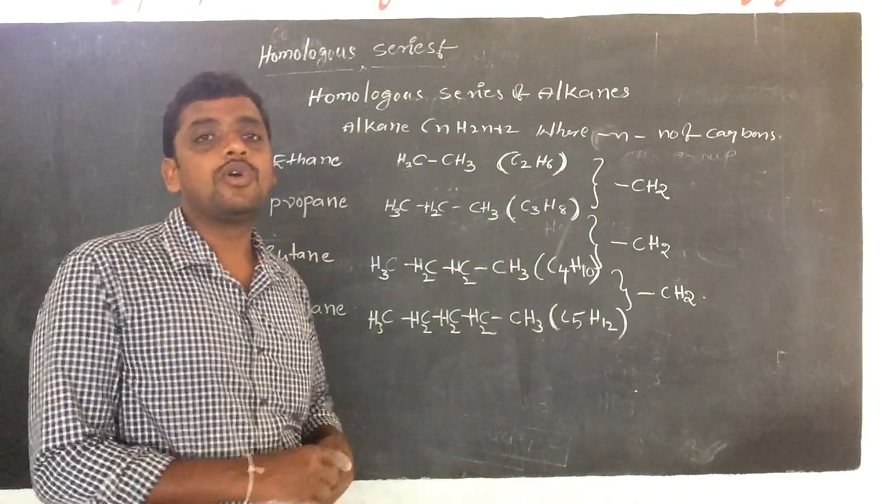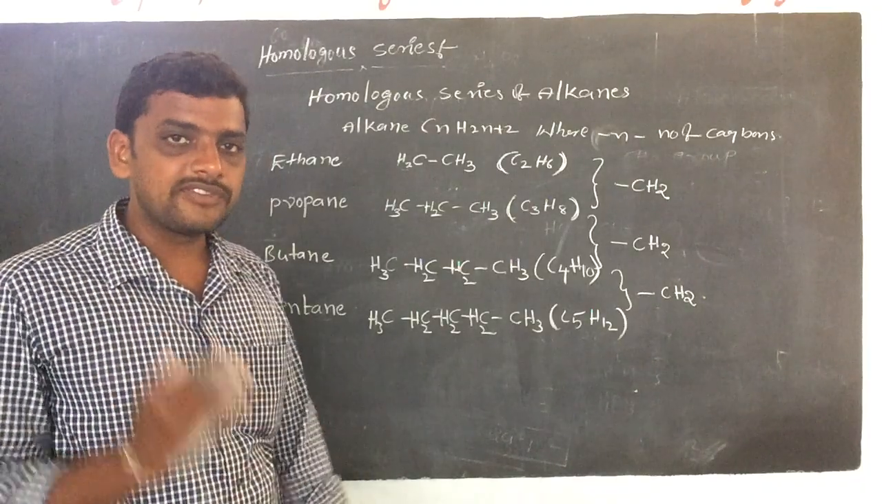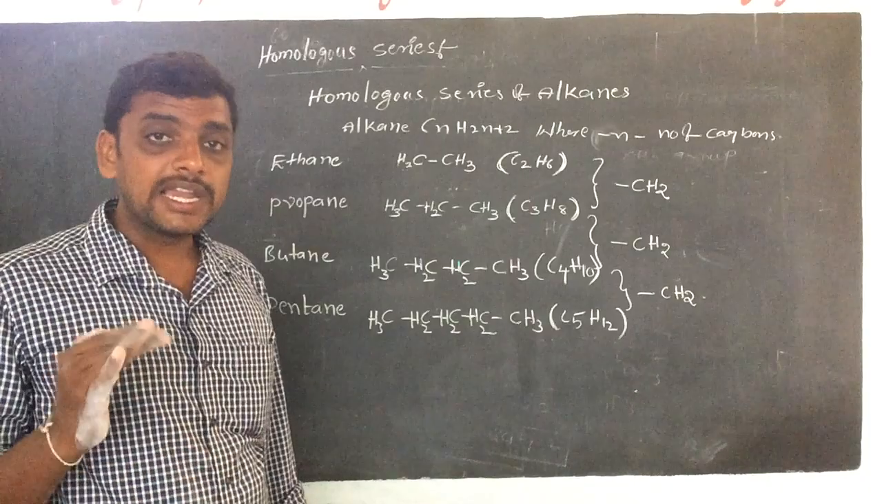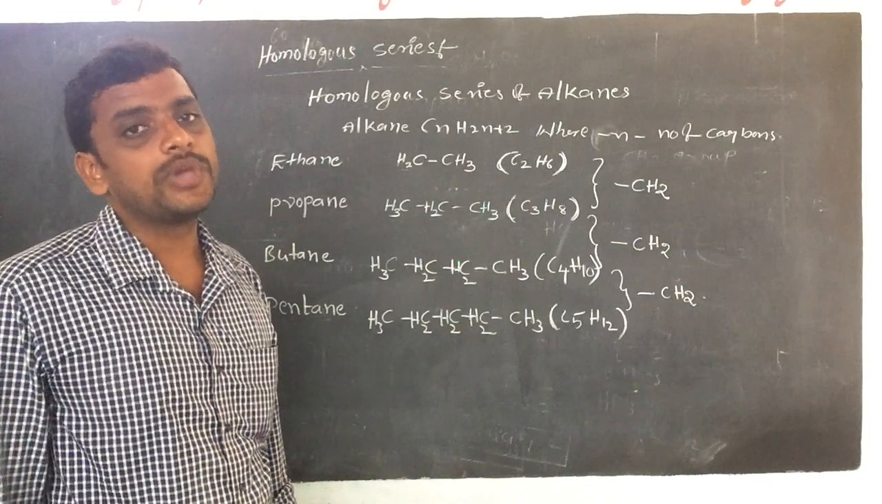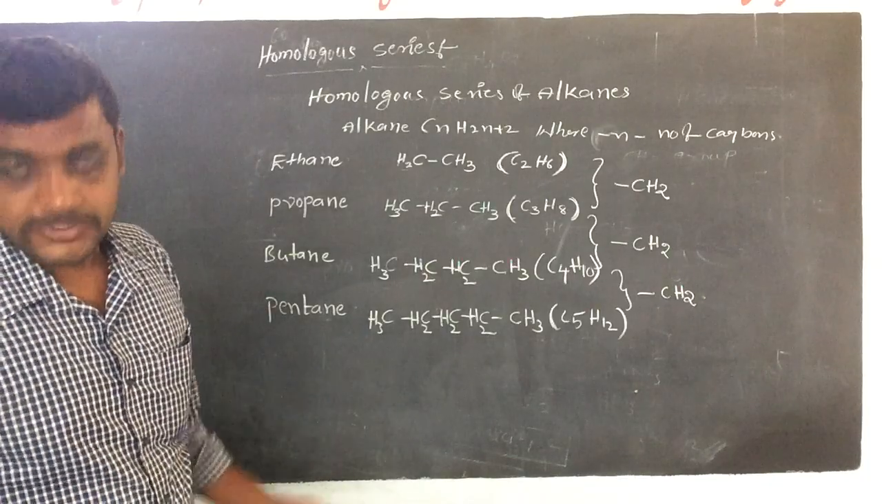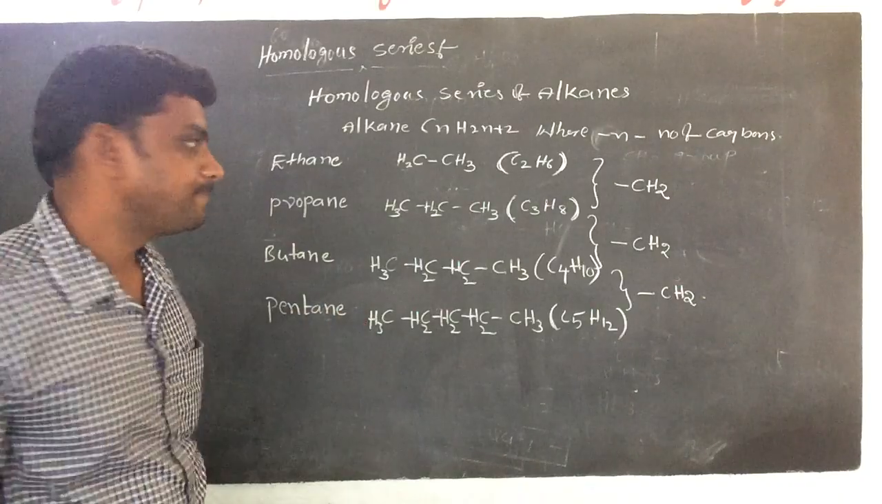Next we go to the homologous series of alkenes. The alkane general formula is CnH2n plus 2. The alkene general formula is CnH2n. Alkane means single bond. Alkene means one double bond is present.